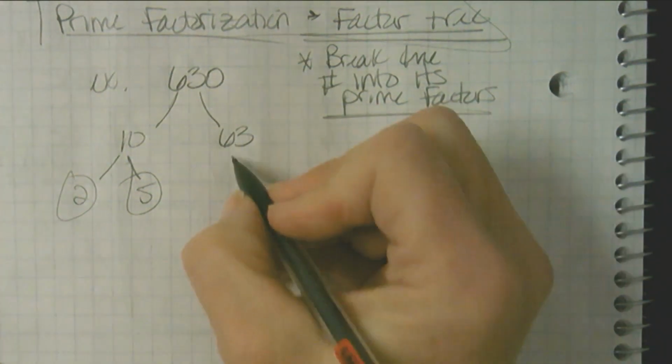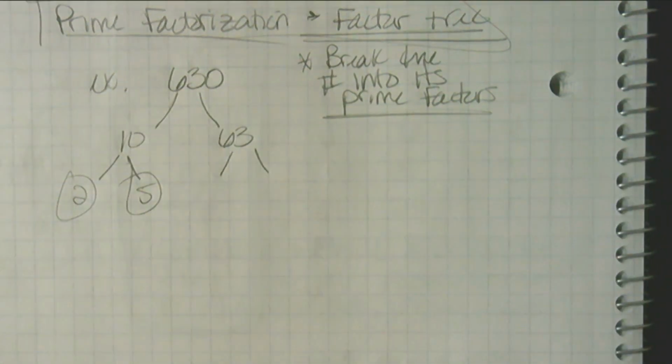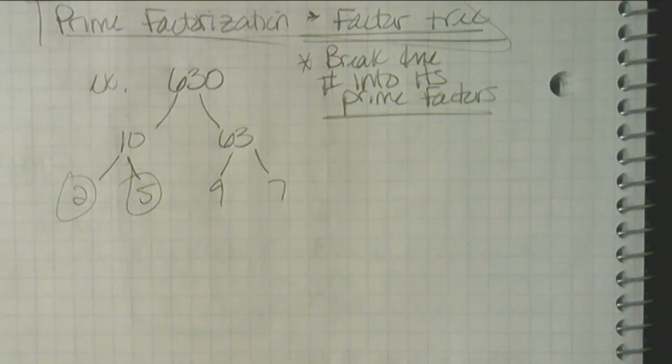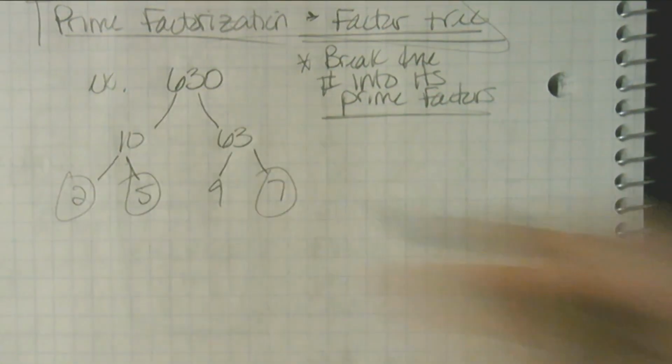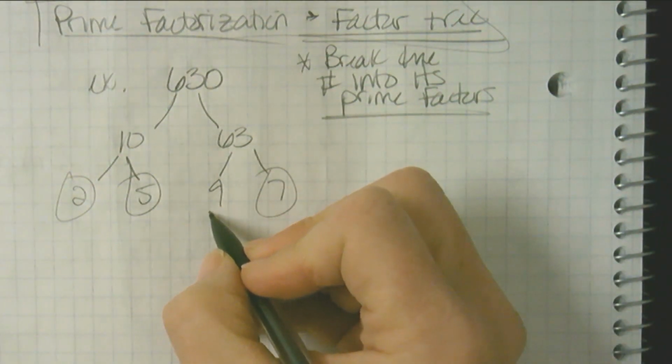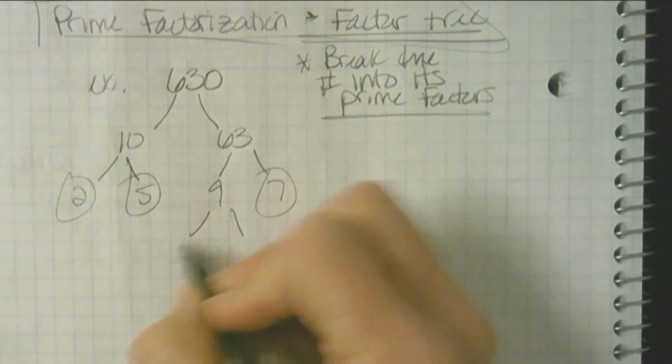How about 63? What 2 factors do I have of 63? Sophia? 9 and 7? Are either one of those prime? 7 is. How about 9, Sophia? Keep going. 3 and 3.